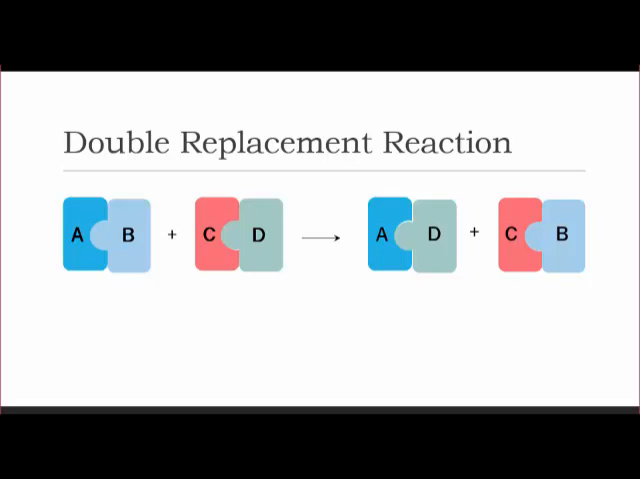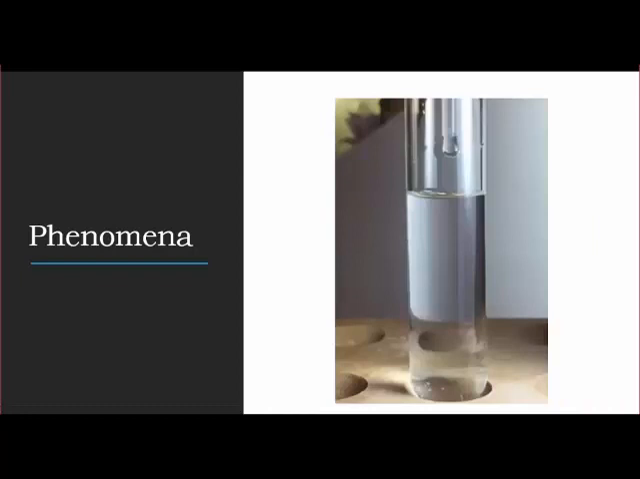And as we learned previously, the products of such a reaction are usually either a gas, water, or a precipitate. And for this lab and in general, we are going to focus on double replacement reactions that produce a precipitate. So let's take a look at the reaction that is guiding this investigation.